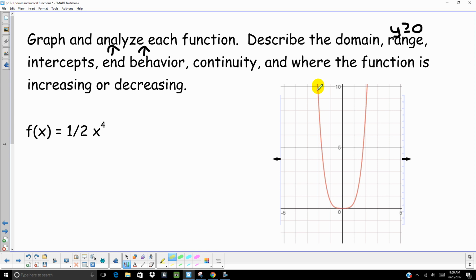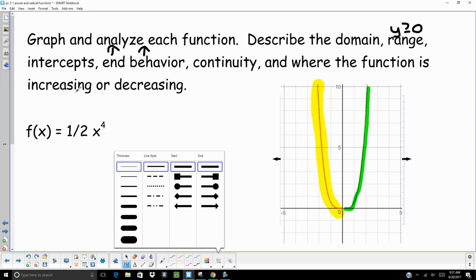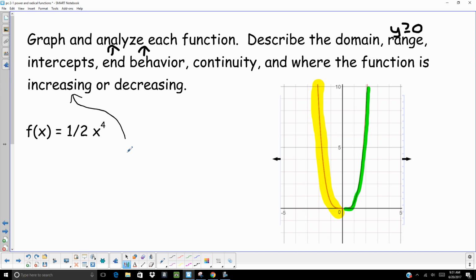And it is decreasing along here, and then it starts increasing right there. So if I wanted to write that down, which I'm going to, it is increasing where it's green, where x is greater than 0. And if I want to put that in interval notation, it would be from 0 to positive infinity.